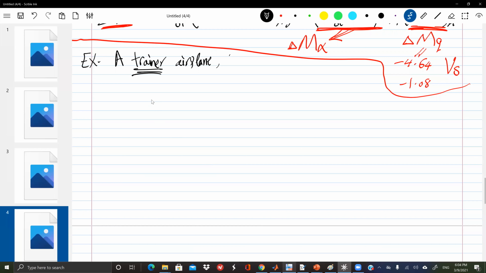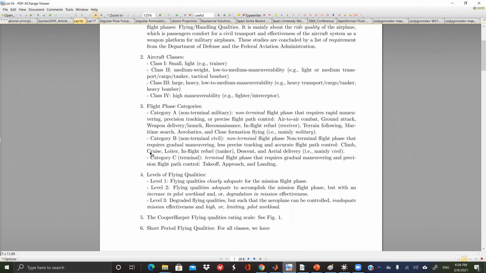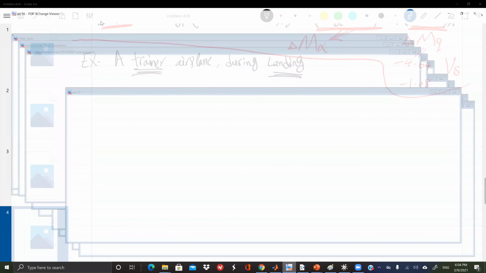And this is during landing. And landing is cat what? Anyone remembers? Let's go to the table. Yes, it's Cat C, very good. So you can see here, this is landing, it's Cat C. So we know now it's class 1 Cat C, and it has the following lateral characteristics. Let's read it off.